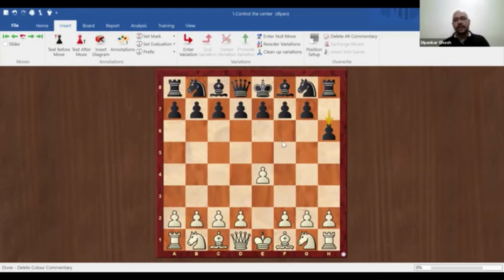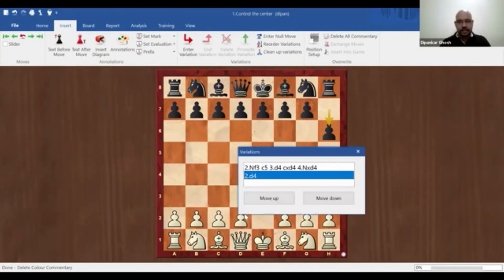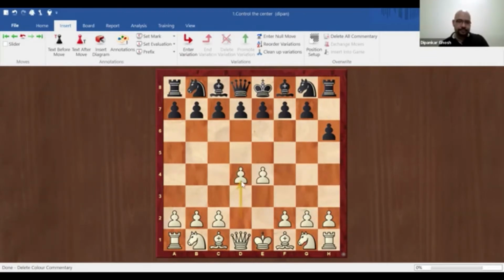Now, I want to stress the word immediately. So we want to play d4 immediately. So right here, d4 would be a very good move. Now, white has domination over the whole center. So if I again highlight some squares, you see the d4 pawn controls c5 and e5. Also, the e4 pawn controls e5 and f5.